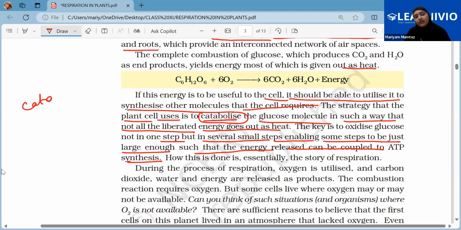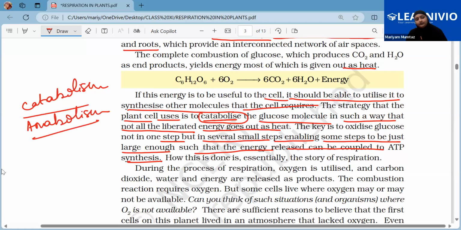Also, do you know the meaning of catabolism? Catabolism and anabolism, two things are there. Do you know the difference between them? Catabolism is a process where energy is released. I can't hear you, dear. Can you speak again, please? Catabolism is a process. See, have you heard about metabolism?